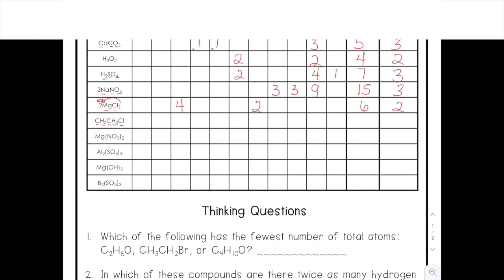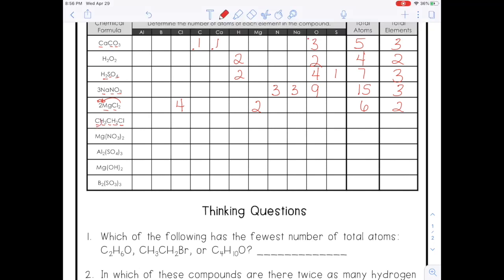So C has 1 C here and 1 C here. If I add those together, I'm going to get 2. Hydrogen, I have 3 here and 2 here. If I add those together, I get 5. And I have 1 Cl. Let me just clear that to make that a little bit easier if you need to go back and see it. So 2 carbons, 5 hydrogens, and 1 chlorine. If I add them together, 1 plus 2 is 3, plus 5 is 8. And then if I look, I have 1, 2, 3 boxes, and that will be 3.